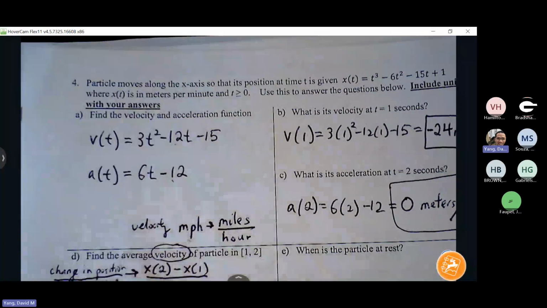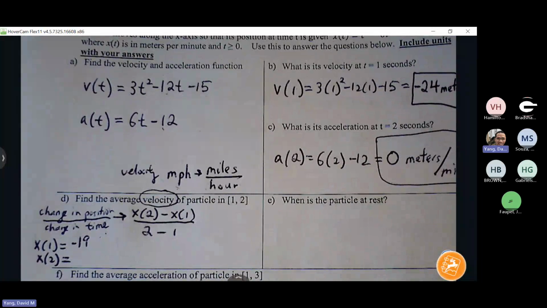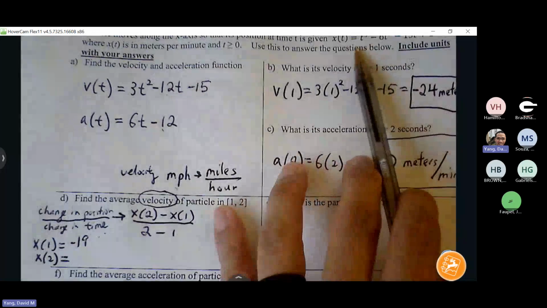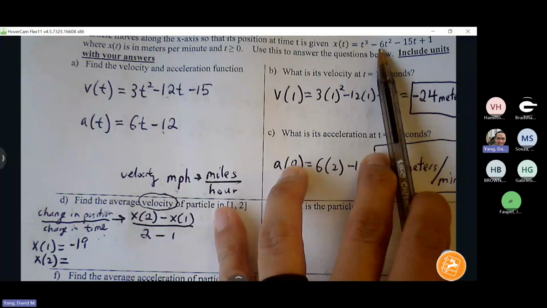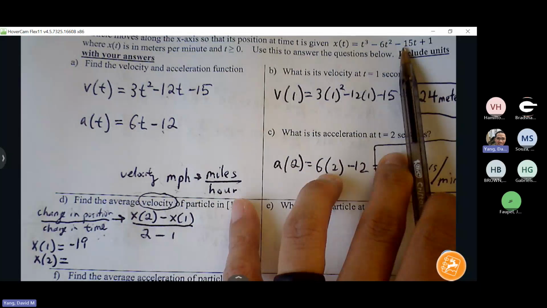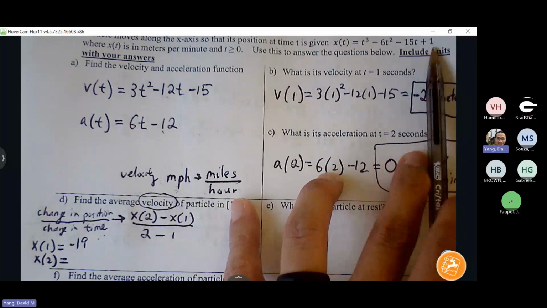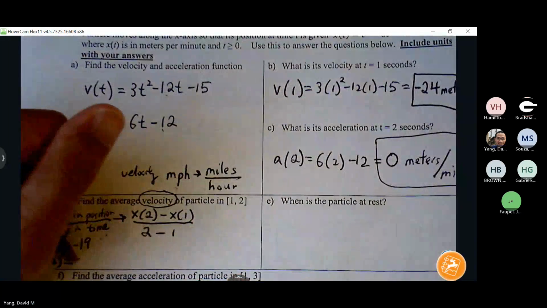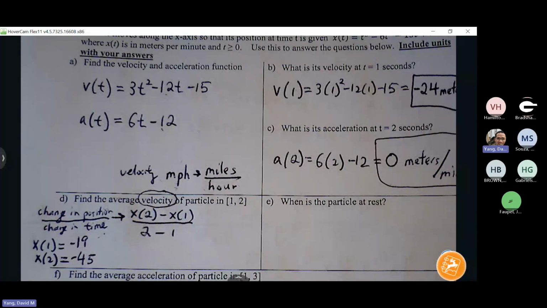Sorry about these numbers ending up a little bit large here. It'll be, I think, a little bit more manageable on the quiz. So if I plug 2 in, I get 2 cubed is 8. 8 minus 24 is negative 16. Negative 16 minus 30. Negative 46 plus 1, negative 45. It'd be easier to work with because you won't have a calculator here.